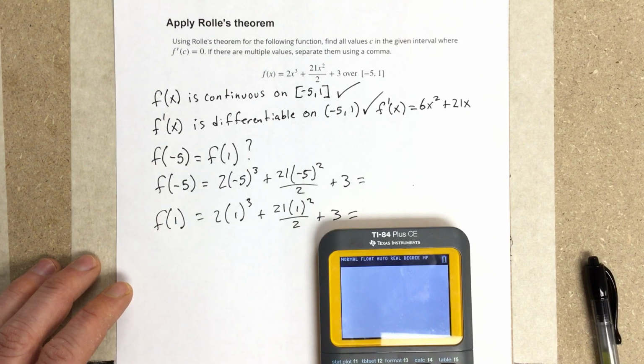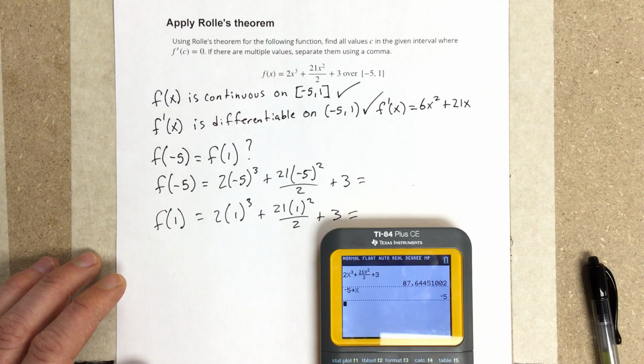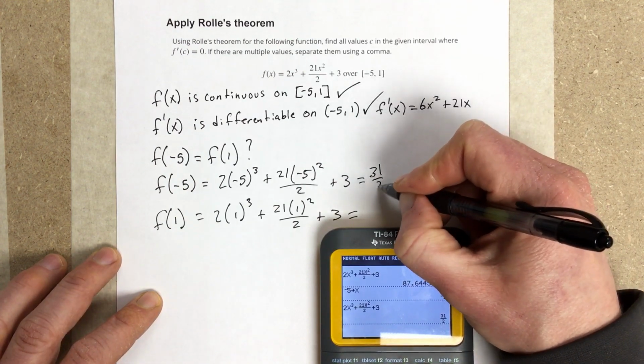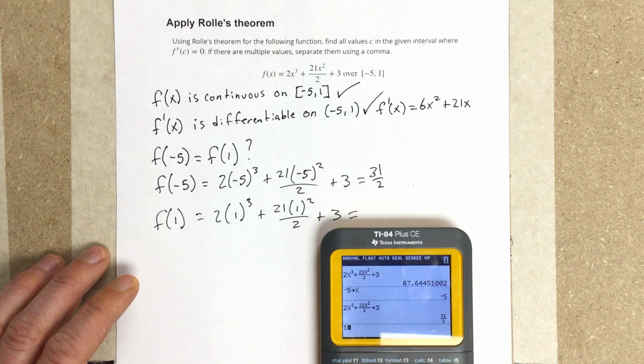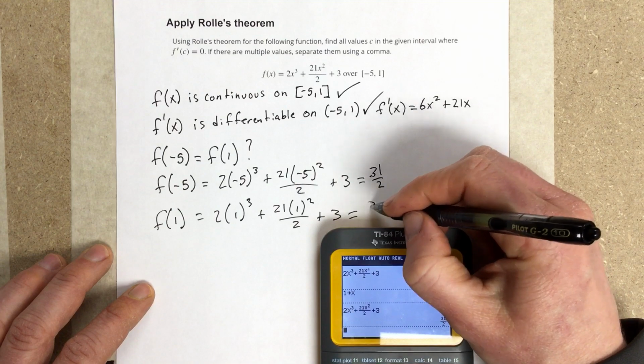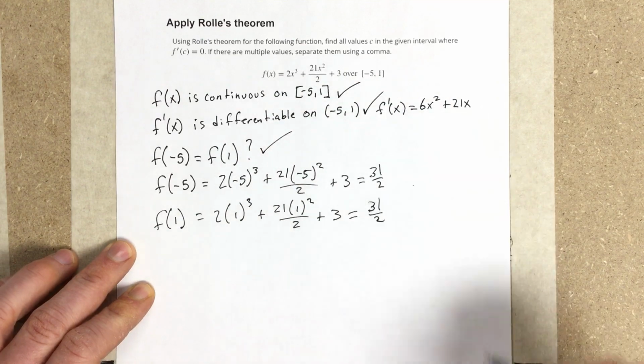So we'd get 2x cubed plus 21x squared over 2 plus 3. And then we're going to plug in -5 for x, 31 over 2. Now we're going to plug in 1 for x. Grab that function again, 31 over 2. So they are equal. So we can check that off.